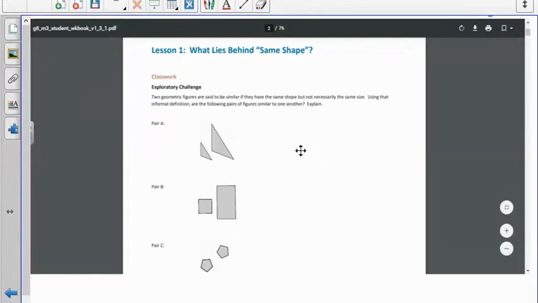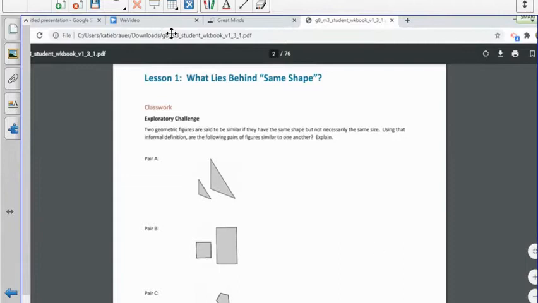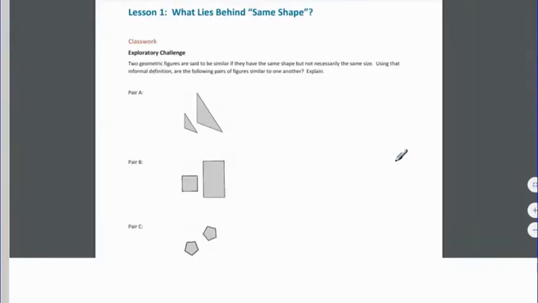Your paper, you should be looking at this. I'm going to make it a little bigger so you can see it. This is what you should be looking at.